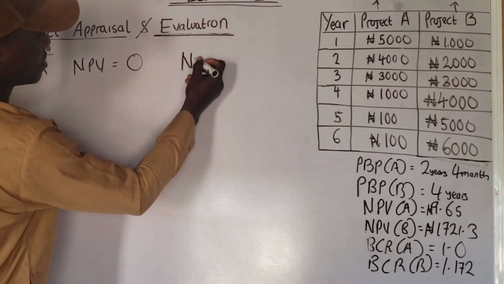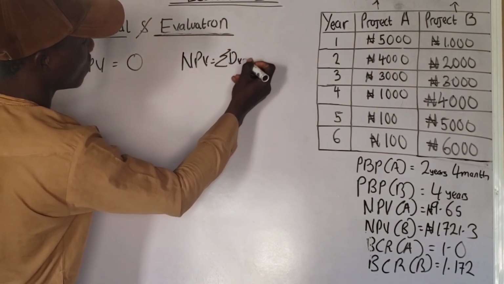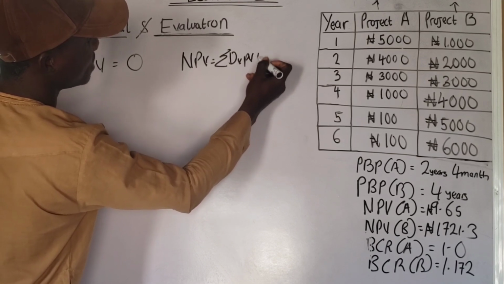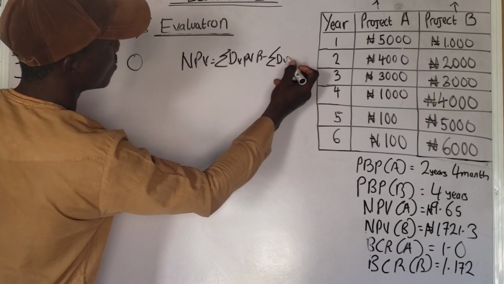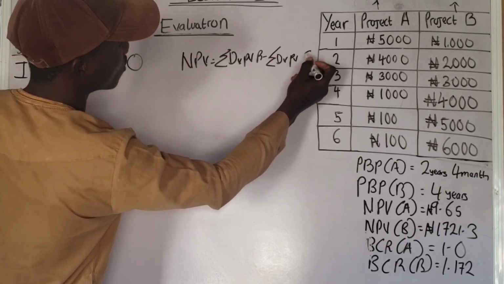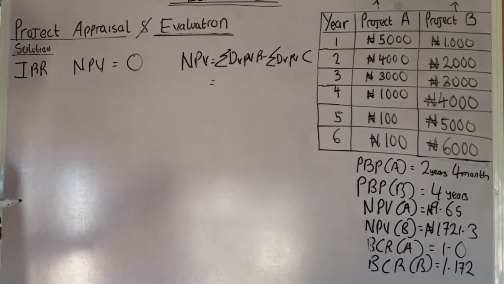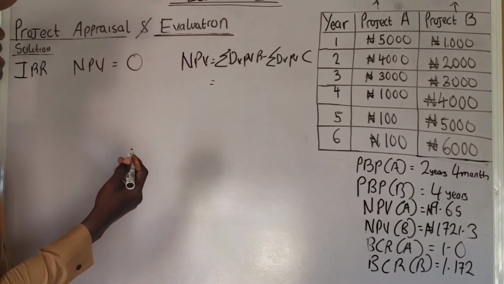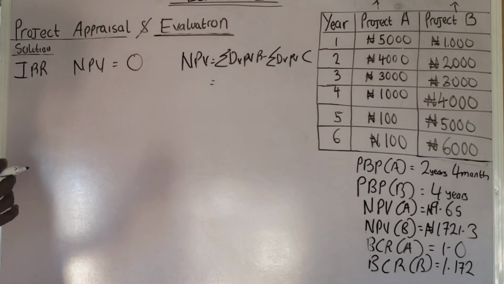NPV equals the sum of the discount value times the present value of the revenue, minus the sum of the discount value times the present value of the cost. You understand? And the cost that we are given in the question is what? 10,000 naira. That is the cash outlay. And we determined the revenue of each project. Are you paying attention?